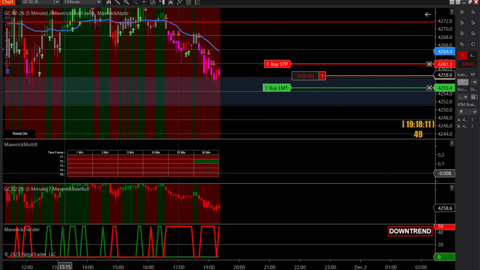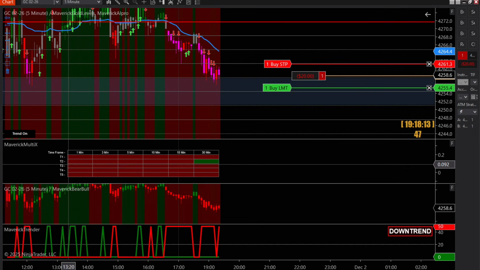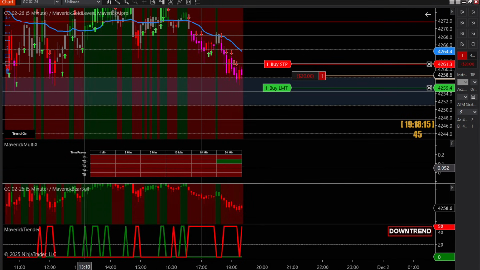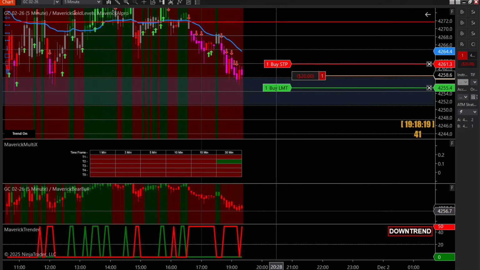If you guys watch the videos, or if you have the indicator, you know on the Maverick Multi-X that Trader 2 is awful bullish a lot of the times.